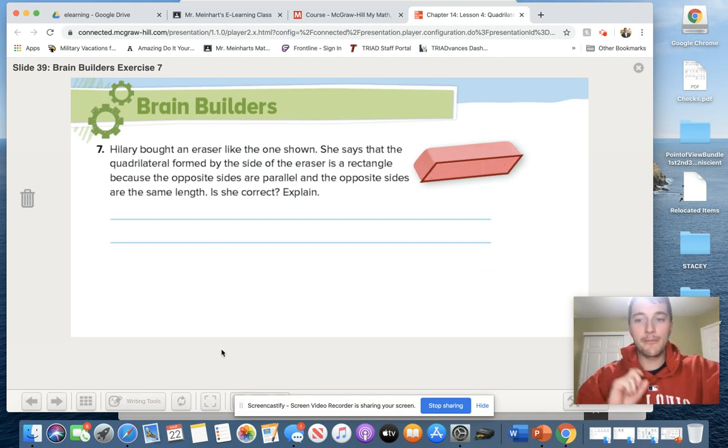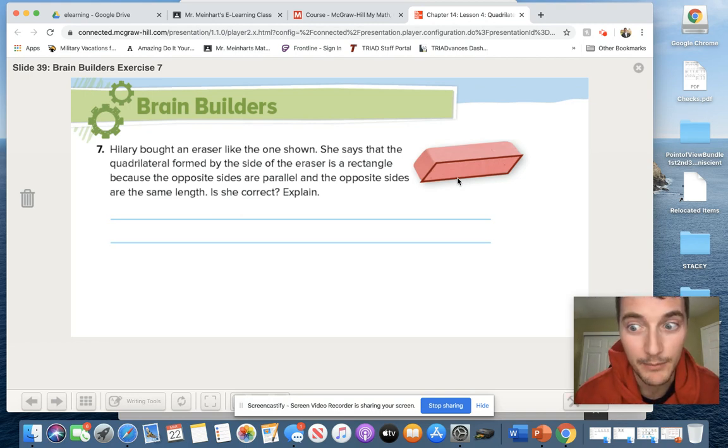All right, we're going to do one brain builder together, okay? So Hillary bought an eraser like the one shown, so right here. She says that the quadrilateral formed by the side of the eraser is a rectangle because the opposite sides are parallel and the opposite sides are the same length. Is she correct? Pause the video, look back in your notes, and tell me if she's correct or not, and explain why. Pause the video, answer the question, and then I'll hit play.